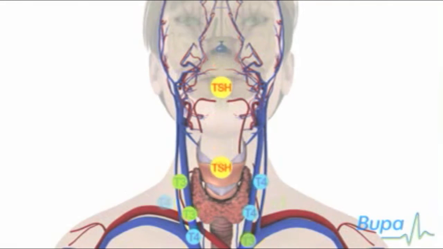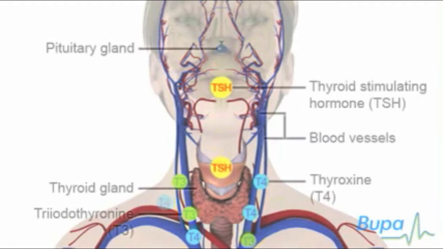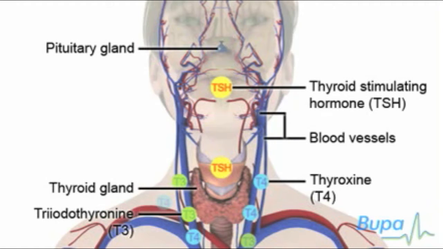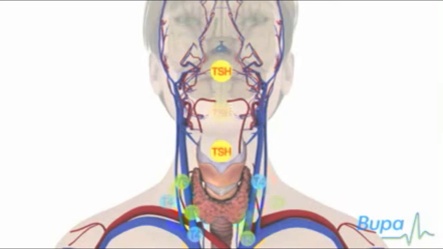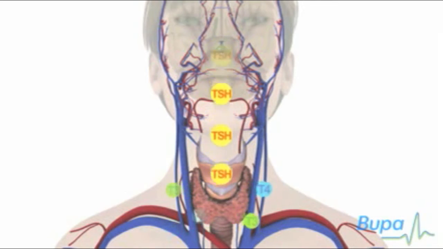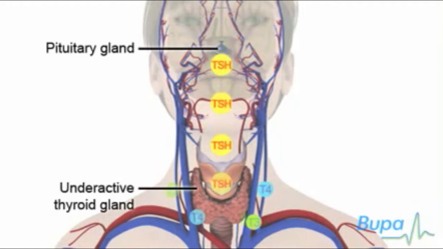Your pituitary gland produces a hormone called thyroid stimulating hormone, or TSH. TSH stimulates your thyroid gland to produce the thyroid hormones. An underactive thyroid, or hypothyroidism, is most often caused by a problem in the thyroid gland itself. It can also occur because the pituitary gland isn't producing enough TSH, but this is less common.